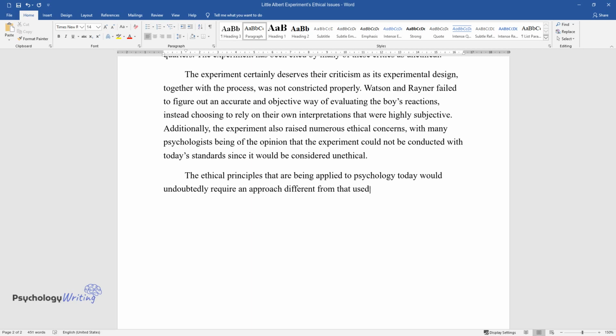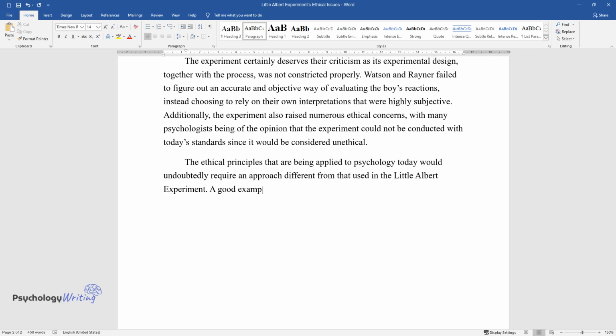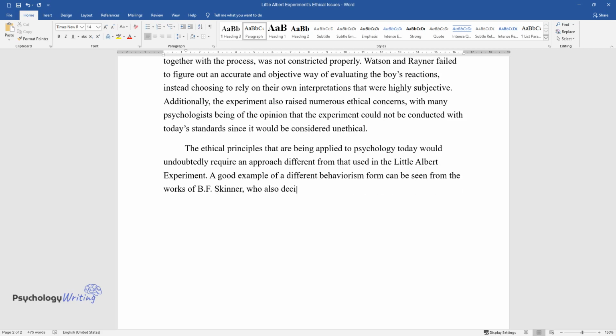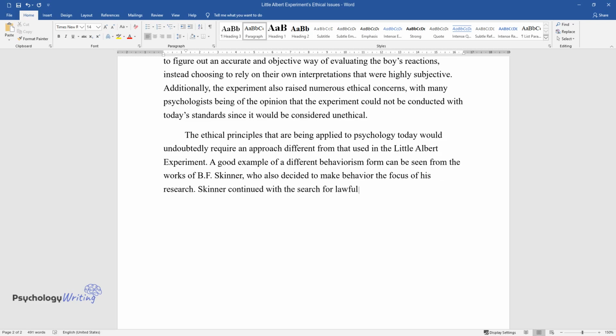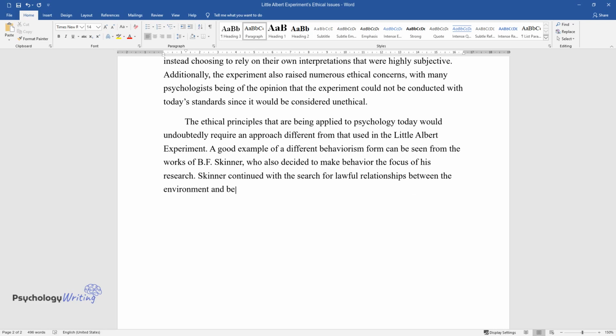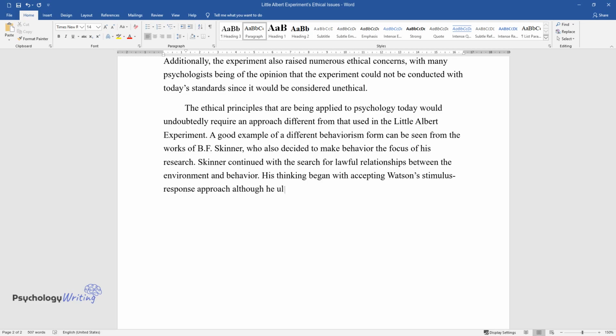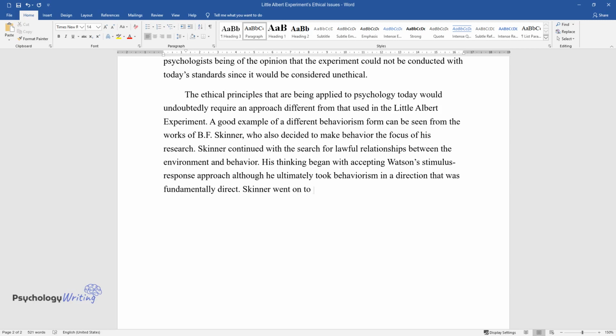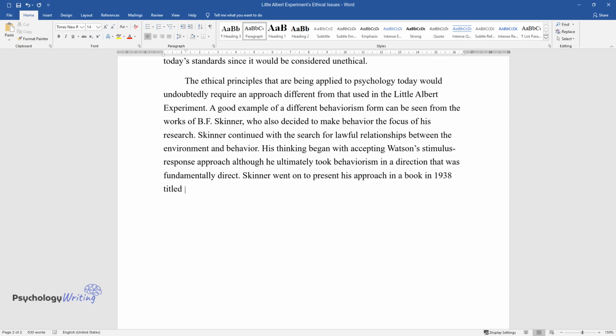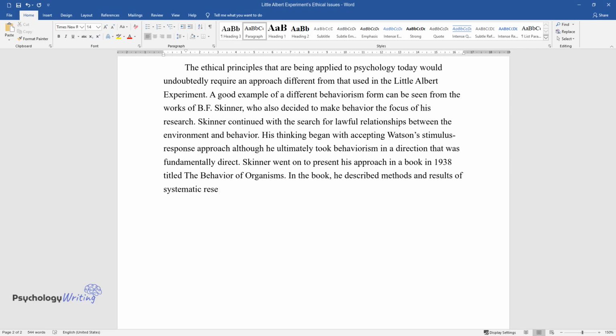A good example of a different behaviorism form can be seen from the works of B.F. Skinner, who also decided to make behavior the focus of his research. Skinner continued with the search for lawful relationships between the environment and behavior. His thinking began with accepting Watson's stimulus-response approach, although he ultimately took behaviorism in a direction that was fundamentally different. Skinner went on to present his approach in a book in 1938 titled The Behavior of Organisms. In the book, he described methods and results of systematic research, demonstrating the main points of what later became radical behaviorism.